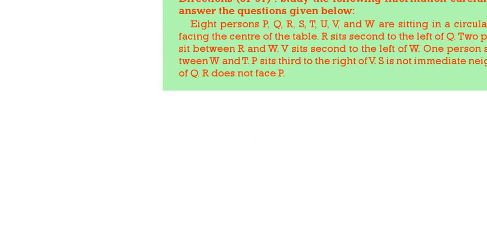Next one, 87 to 91. Study the following information carefully, then answer the question. There are 8 persons sitting in a circle table facing the center. R is sitting second to the left of Q. 2 persons are there between R and W. V is sitting second to the left of W. 1 person is there between W and T. P is sitting third to the right of V. S is not the neighbor of Q. R does not face P.